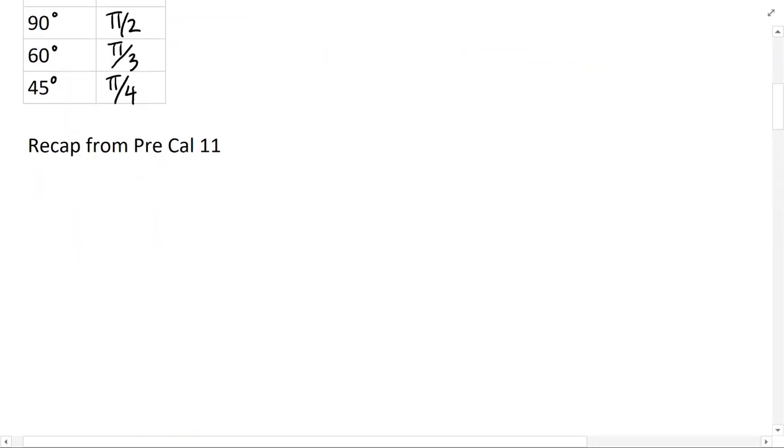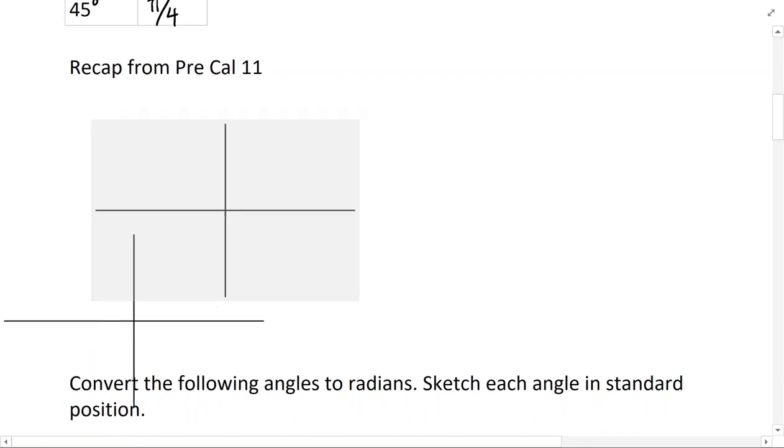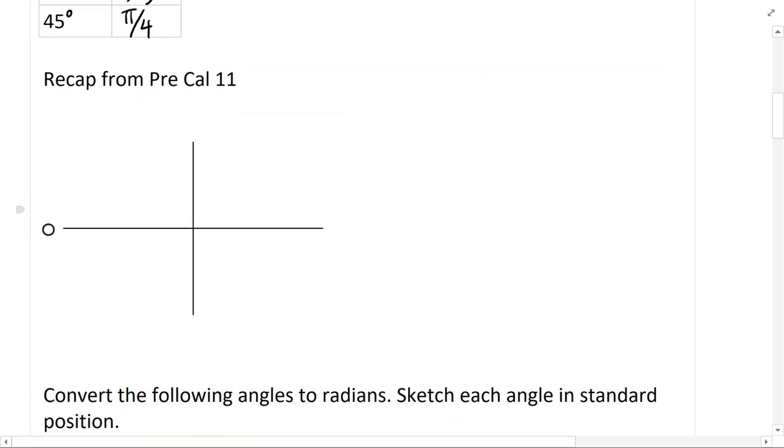Now we're just going to recap a little bit from PreCalc 11. So in PreCalc 11, in chapter 2, we were looking at trigonometry, and there were some terms that we looked at. So first off, we always start here, right? And that start is what we call the initial arm.